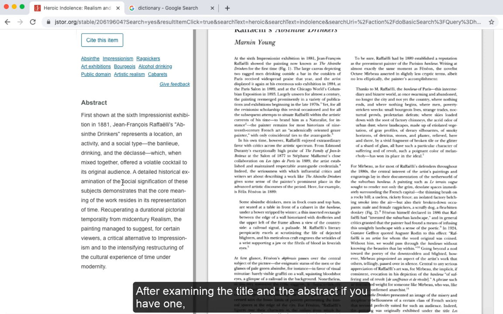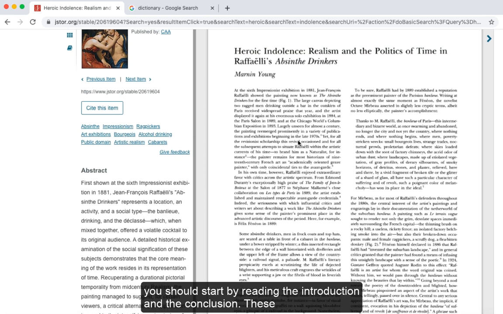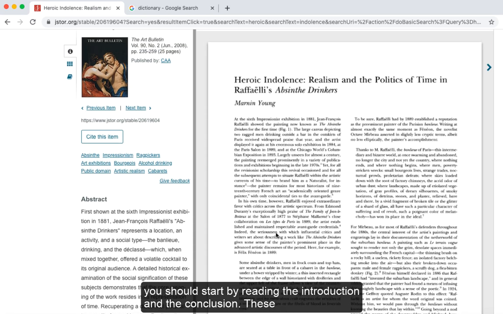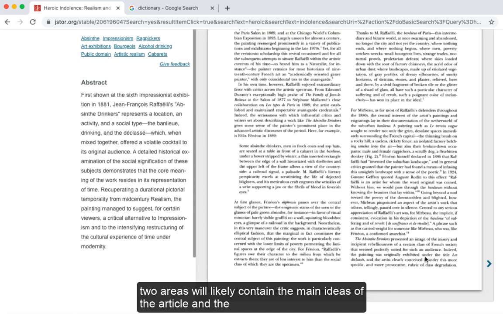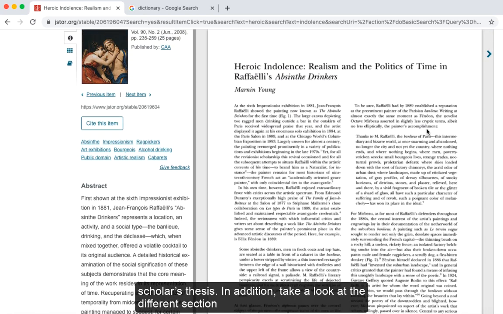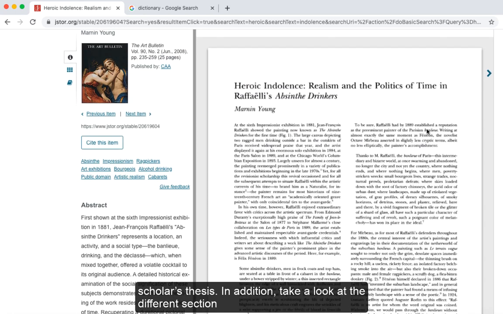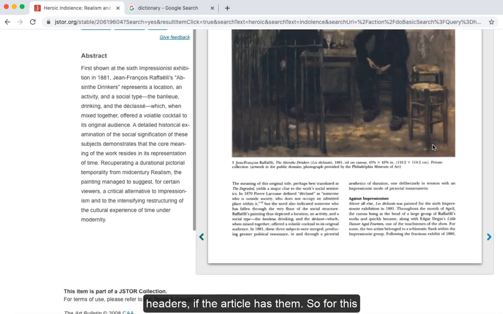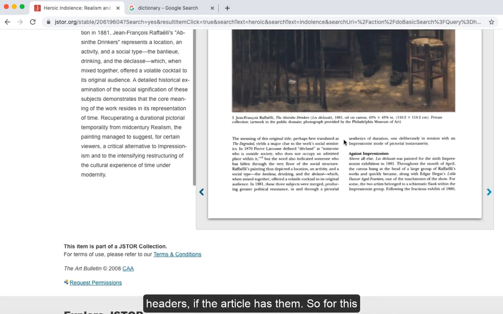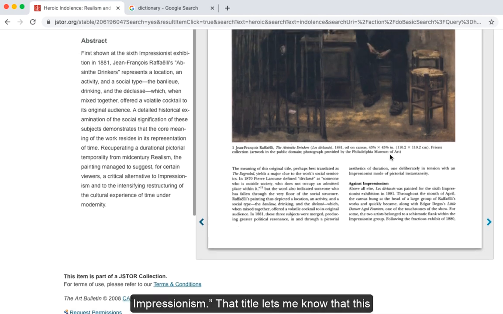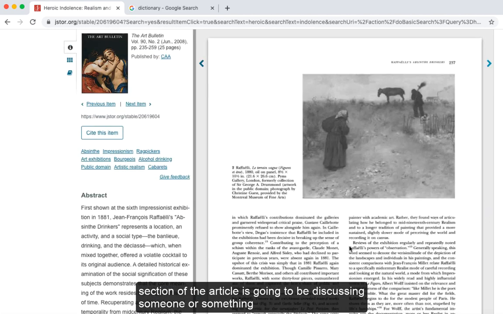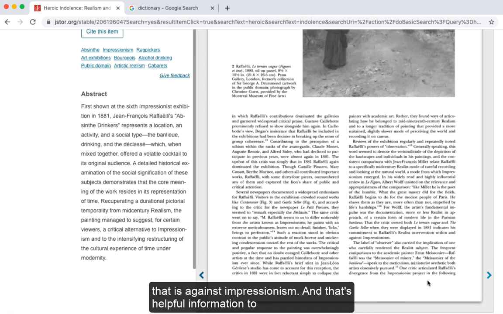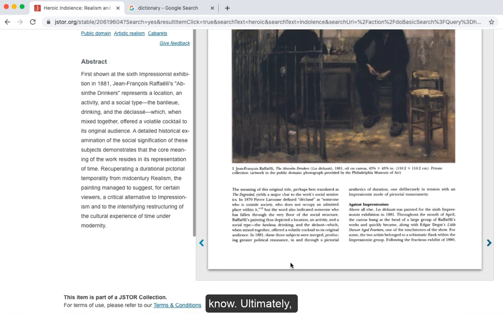After examining the title and the abstract, if you have one, you should start by reading the introduction and the conclusion. These two areas will likely contain the main ideas of the article and the scholar's thesis. In addition, take a look at the different section headers if the article has them. So for this article, the first section is titled Against Impressionism. That title lets me know that this section of the article is going to be discussing someone or something that is against Impressionism. And that's helpful information to know.